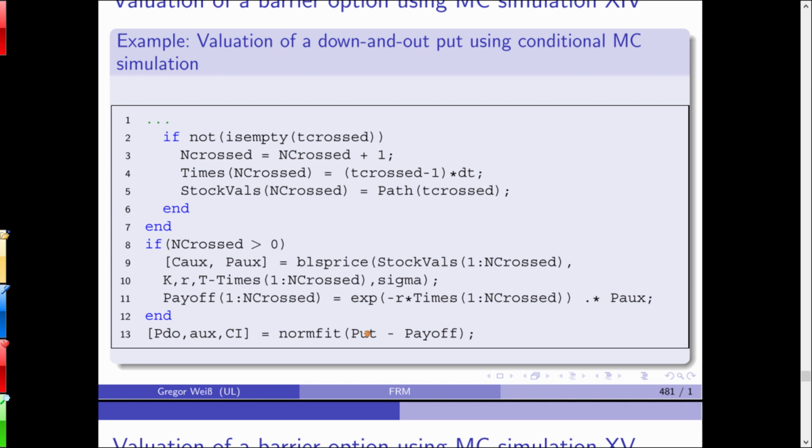in. No problem. We saw that P equals PDO plus PDI: down-and-in plus down-and-out equals the price of a plain vanilla put. So later on here in line 13 you can see the price of a down-and-out is the vanilla put minus PDI. So this should give you the same.